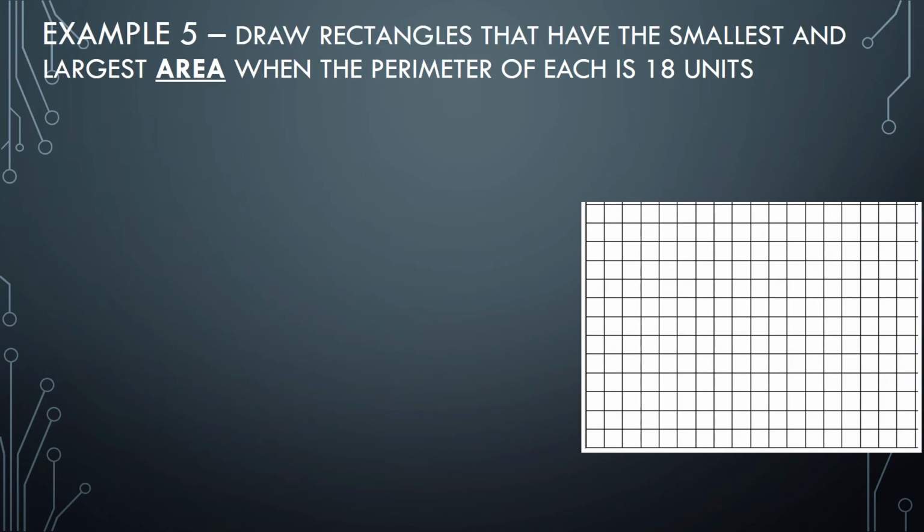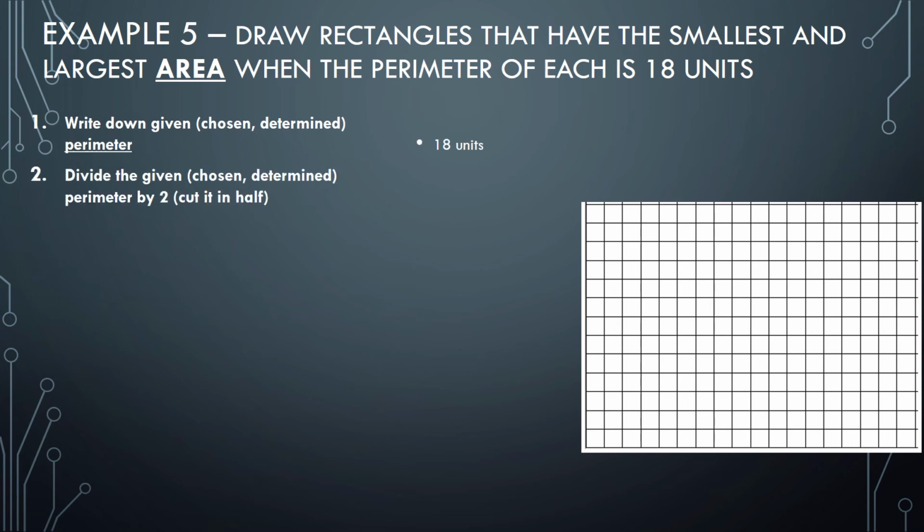For our last example of the day, we're going to draw rectangles that have the smallest and largest area when the perimeter of each is 18 units. So we're going to go through our steps again. We're going to write down our perimeter, which is 18 units. Then we're going to divide that perimeter in half. We're going to divide it by 2. So 18 divided by 2 is 9.